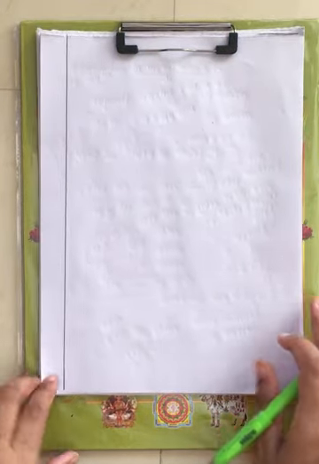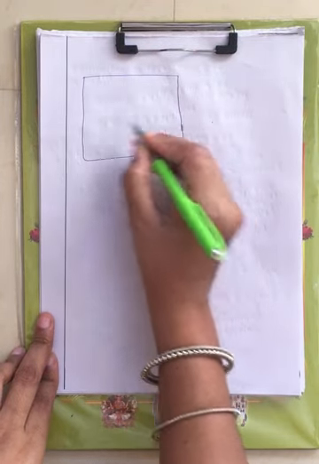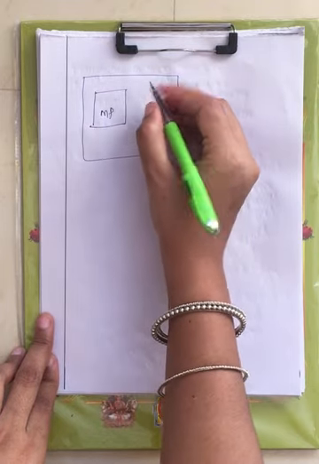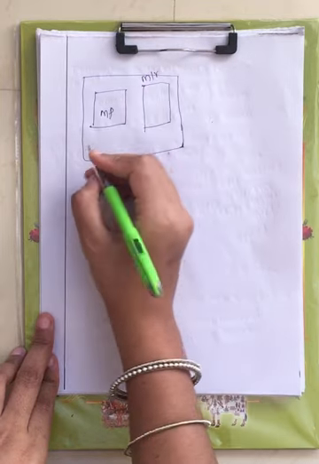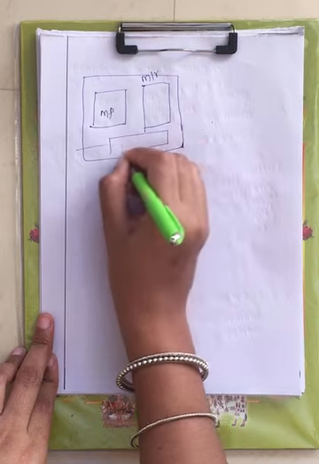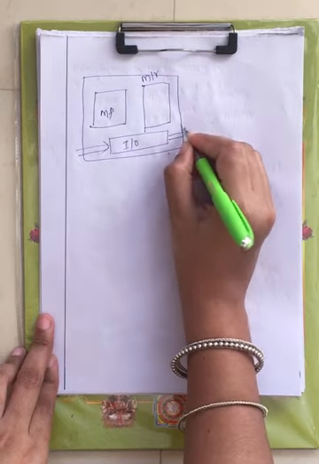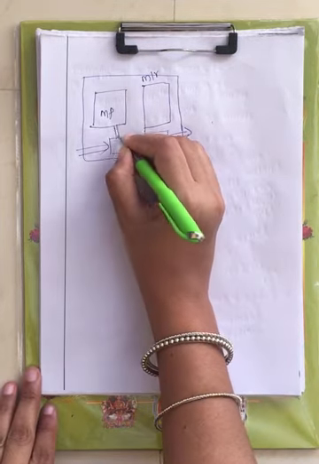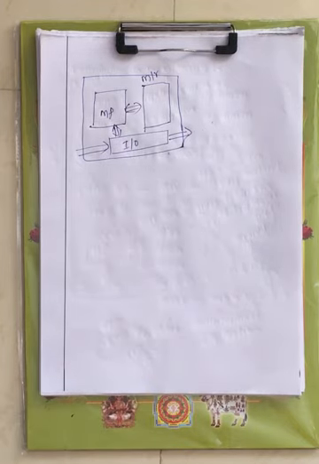I am drawing the diagram again here. Here you have an MP, nothing but the microprocessor, and here you have a memory. The memory stores the information in the form of zeros and ones. Zeros and ones is nothing but which language? Low level language, machine level language. The microprocessor controls memory and also controls IO devices.